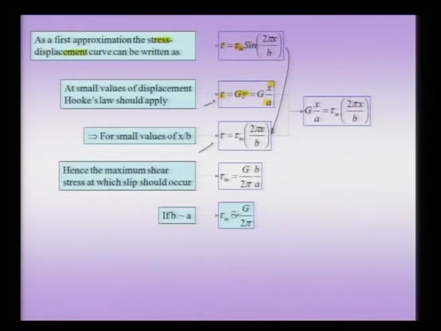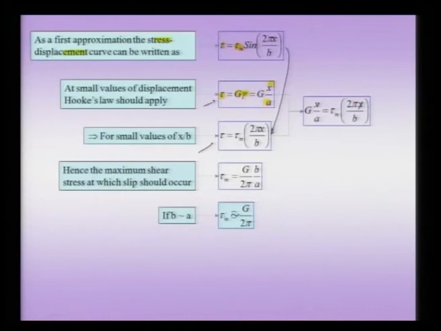We can obviously cancel out the x's on both sides, and we can write tau m is equal to G by 2 pi into b by a. Now, b is obviously of the order of a, and since in this whole calculation we are worried about an order of magnitude calculation, we are not interested in the details of the actual numerical values. So, I can cancel this out, and tau m, the maximum stress required for causing plastic deformation, is approximately G by 2 pi.